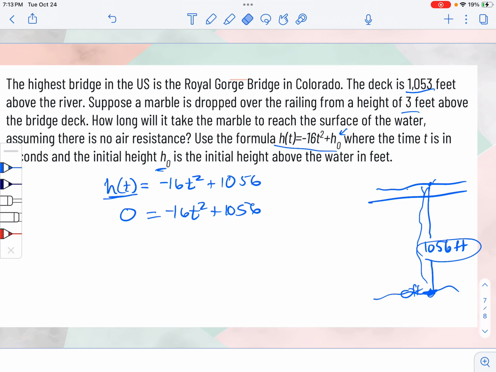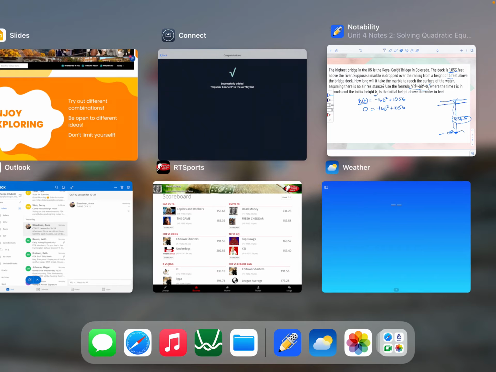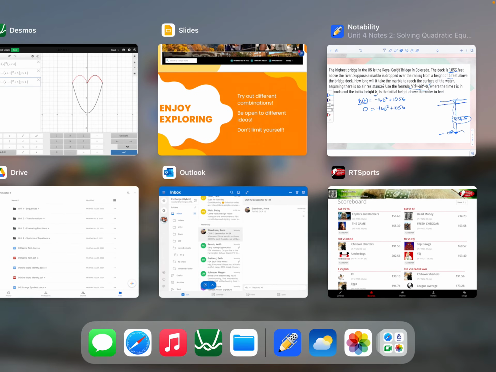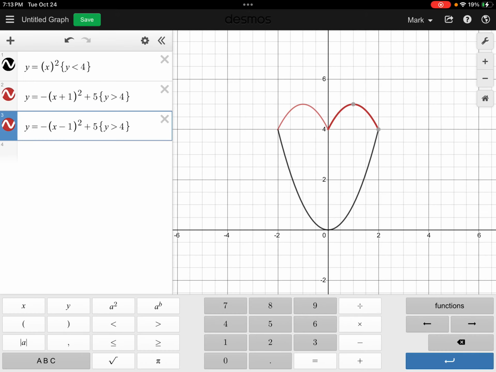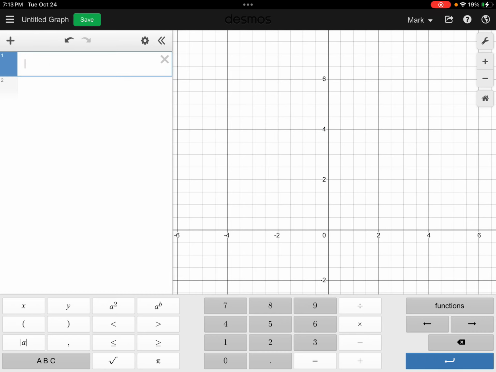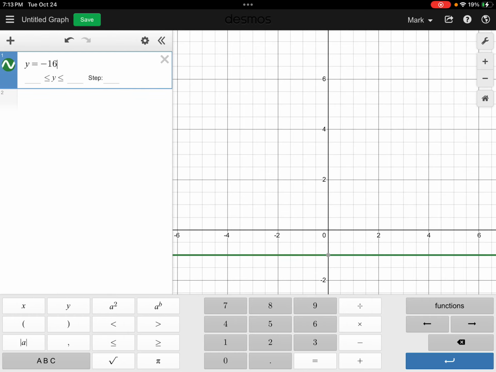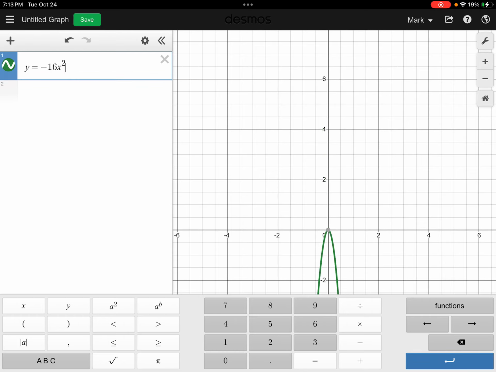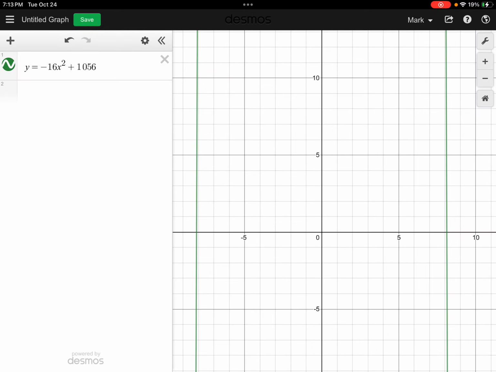You can use your graphing calculator, or what I'll use a lot of times is Desmos. And just type it in. I'm going to say y equals, because h of t is like y, and that y is equal to 0 right now. Negative 16. I'm just going to go x squared. So I get a little parabola there. But I've got to add 1056. Well, it's kind of off the chart a little bit.